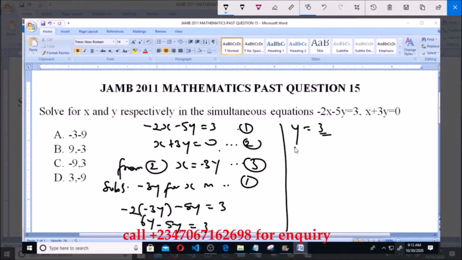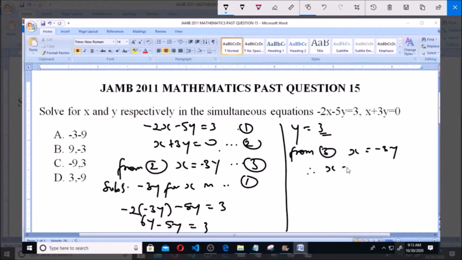Now, since we have the value of y to be 3, from equation 3 we have that x is equal to minus 3y. Therefore, x is equal to minus 3 multiplied by 3, which is equal to minus 9. So x is equal to minus 9 and y is equal to 3. Therefore, (x, y) is equal to (minus 9, 3), and that is option C.